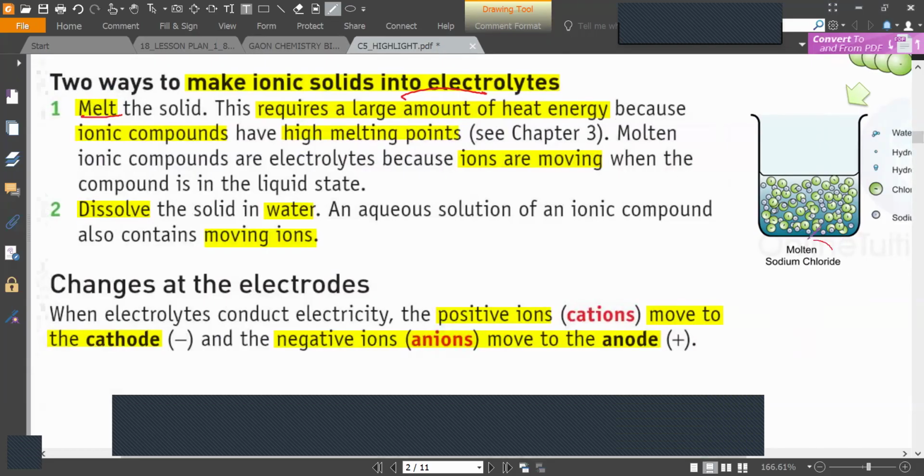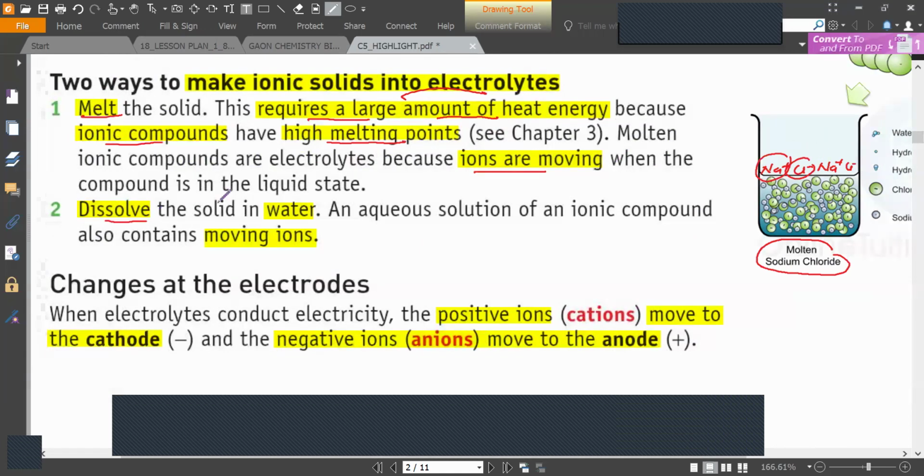So we can see this is molten sodium chloride. Inside we only have sodium and chloride ions. That's all. We need to melt it, and it needs a large amount of energy because ionic compounds have high melting points. But once we melt it, we have these moving ions that can conduct electricity.